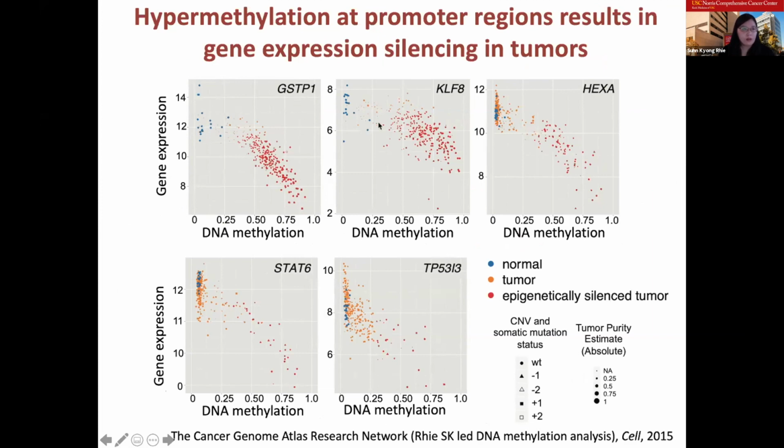to normal. Not only for GSTP1, we can see that KLF8, HEXA, and STAT, and also over 100 genes, we found that hypermethylation at those promoter regions leads to gene expression silencing. We confirmed that those expression changes are not related to copy number variation, somatic mutation, or even tumor purity by visualizing with different shapes. And then we confirmed that this epigenetically changing DNA methylation level leads to expression changes. Not only promoter regions, but also enhancer regions can change gene expression, and DNA methylation levels at enhancers can be used to infer enhancer activity.